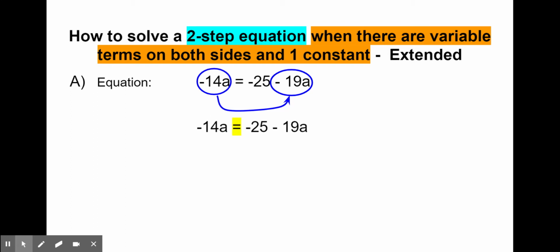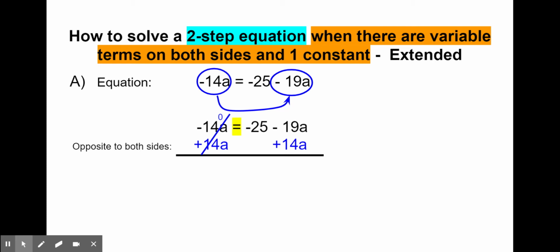Now remember, the equal sign in this equation means that we have to move terms by doing the inverse operation to the term and doing the opposite to both sides of our equation. So in this case, we're going to add 14a to both sides of our equation. On the left side, negative 14a plus 14a gives us 0. And on the right side, we're still left with those two terms. We have negative 25 and then our negative 19a plus 14a, which is going to give us negative 5a.